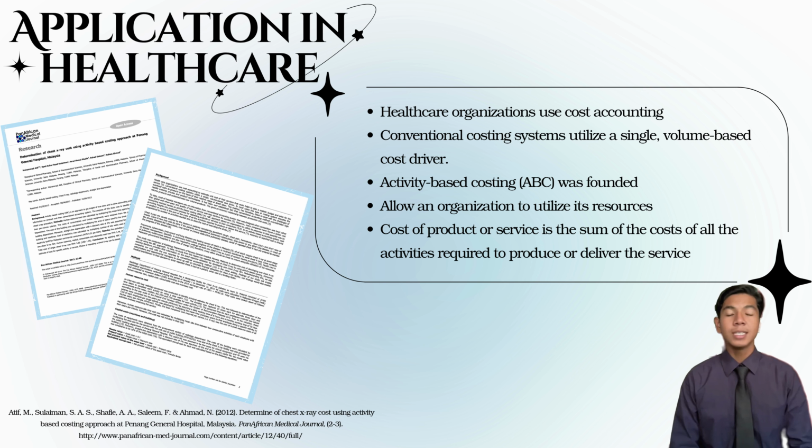However, many companies have found a better cost accounting method named as activity-based costing, which is ABC. Activity-based costing approach allows an organization to utilize its resource in the best possible way by providing insight into production process for delivering product or services to their consumer. In an activity-based costing system, cost of product or service is the sum of the cost of all the activities required to produce or deliver the service.